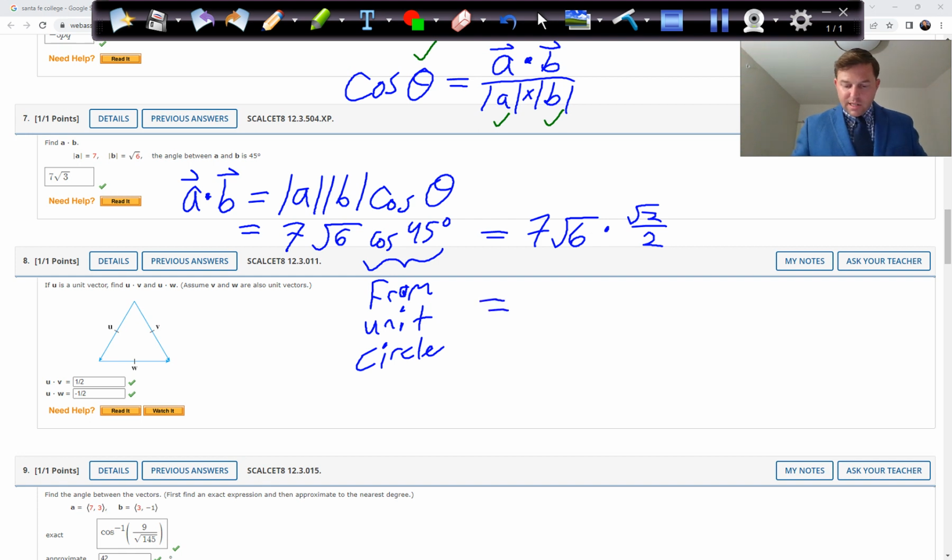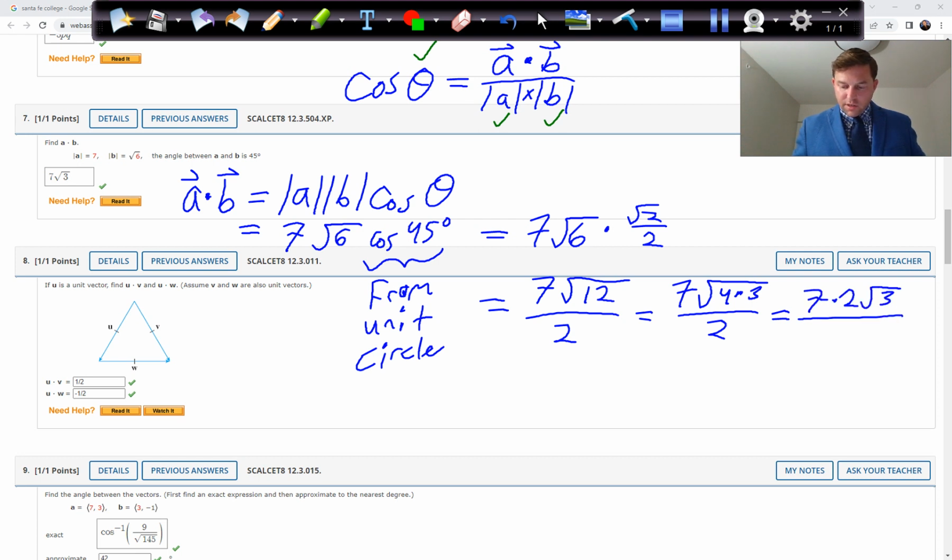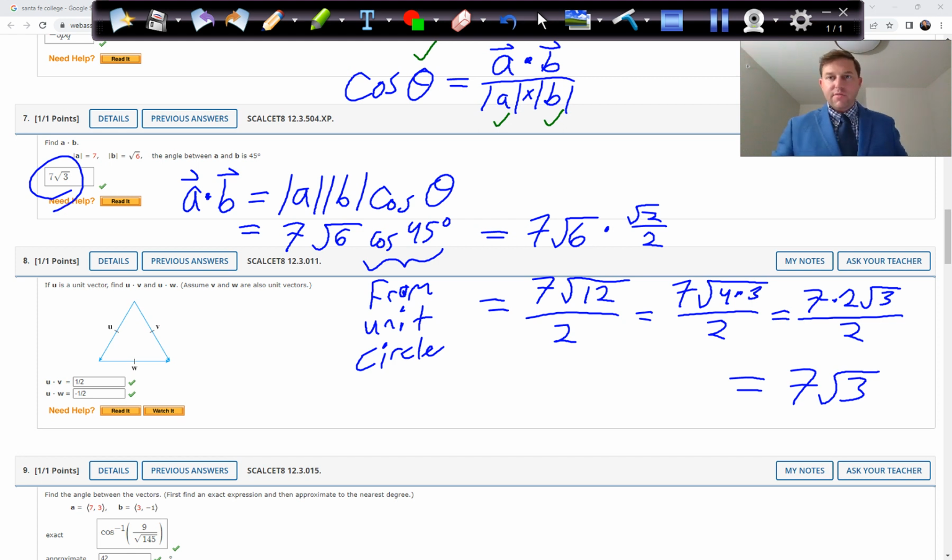So what we get is 7 times the root 2 times root 6 is root 12, all over 2. 12 can be written as 4 times 3, and the 4 will come out of the square root as a 2. So it's 7 times 2 root 3 over 2. Those 2's will cancel, and you get 7 root 3. So that would be the dot product of those two vectors. Notice we didn't even know what the components of the vectors were. We just knew the angle between them and their magnitudes.